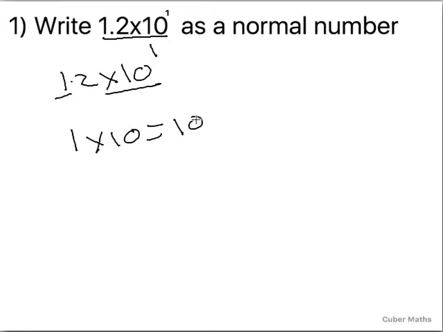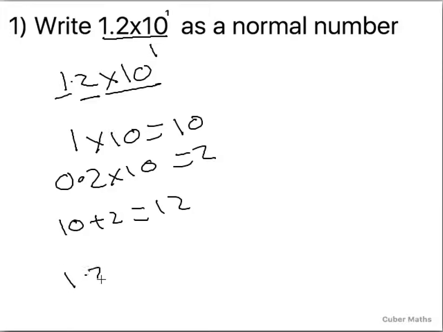Here we have our first problem, and it says, write 1.2 times 10 to the power of 1 as a normal number. So 1.2 times 10 to the power of 1 is already in standard form, and what it's asking us to do is find a number how you'd normally see it. So this is 1.2 times 10 to the 1. And all this times 10 to the 1 means is that we times everything by 10. So here we have 1, so if we do 1 times 10, it will give us 10. And here we have 0.2, so if we times 0.2 by 10, that will give us 2. Now we add our 10 and our 2, we're going to get 12. So 1.2 times 10 to the power of 1 is equal to 12.